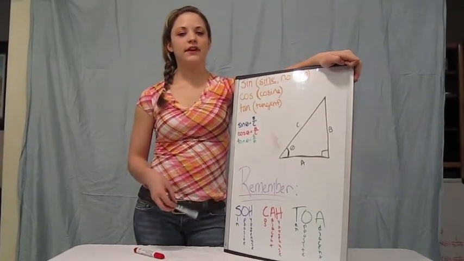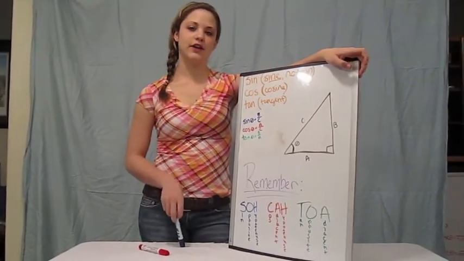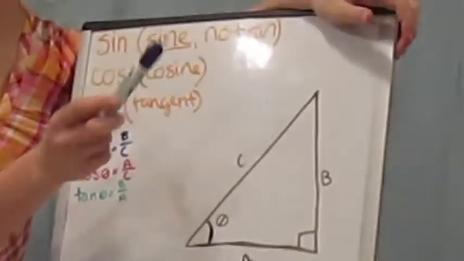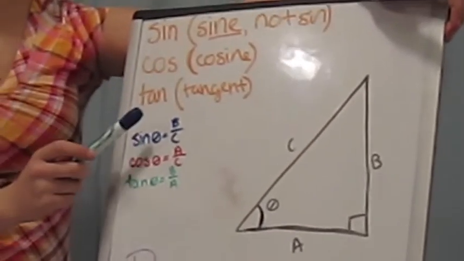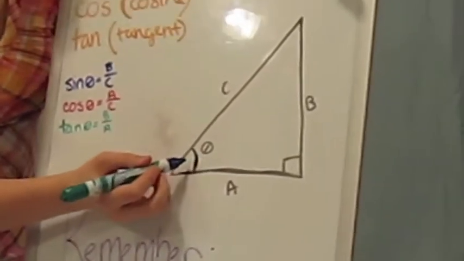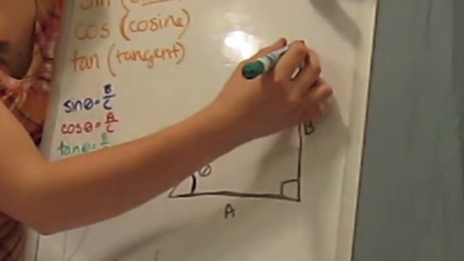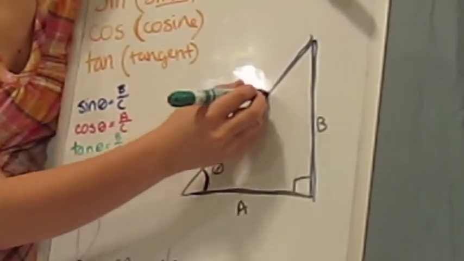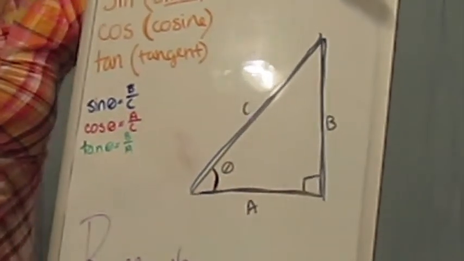Before we get started with the unit circle, I'd like to check your background knowledge on trig. We have sine, not sin, please remember that, cosine, and tangent. Sine is opposite over hypotenuse. So in this triangle, sine of theta would be b, which is opposite of the angle, over the hypotenuse, which is always the longest side of the triangle.